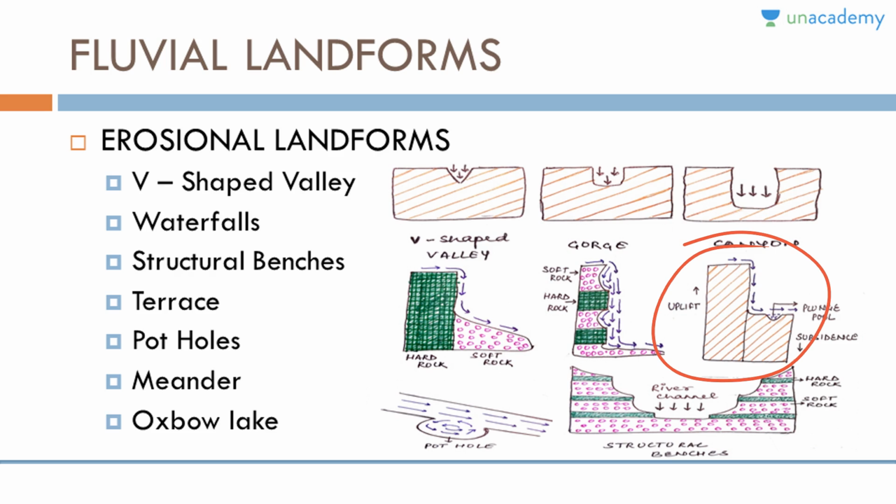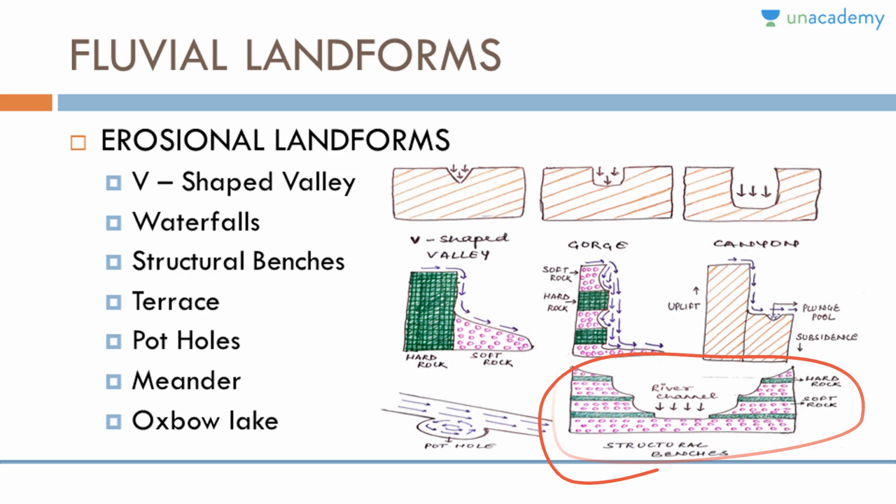Next type of landform created are structural benches. These are created due to linear arrangement of hard rocks and soft rocks. And also terraces are formed, which are elongated terraces that flank the sides of floodplains and are remnants of earlier floodplains.